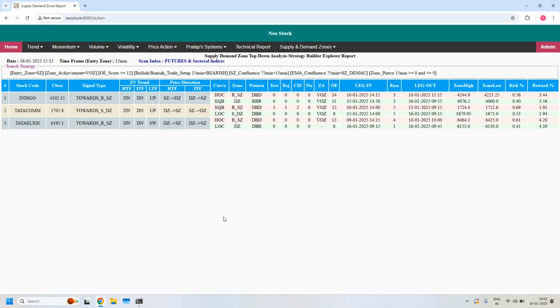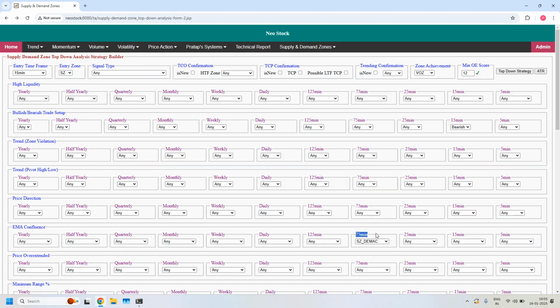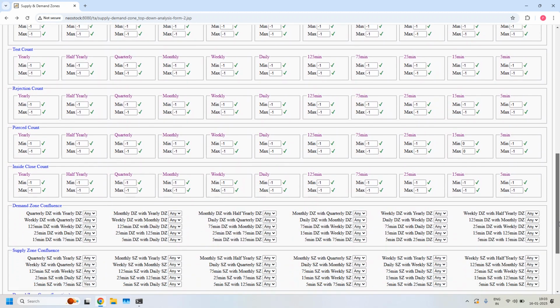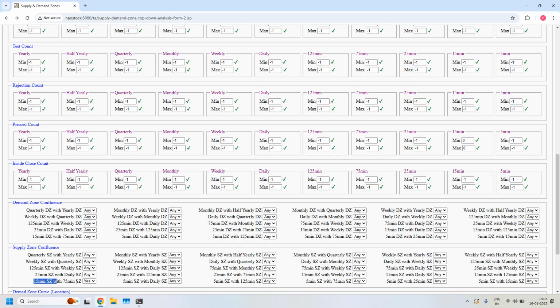Okay, this is about a bearish trade setup for daily income trade, with LTF, ITF zone confluence and ITF EMA confluence. Next, we will filter based on LTF, ITF and HTF supply zone confluence. I am removing the ITF EMA filter. And in the supply zone confluence, 3 filters we have to set. First filter is already enabled.